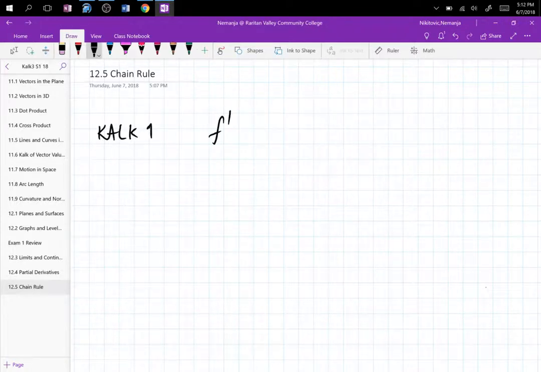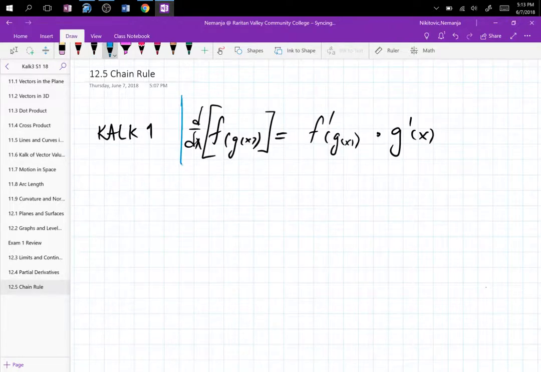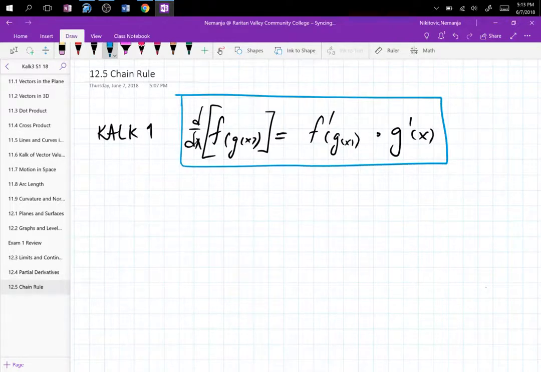We say that the derivative of function composition is the derivative of the outer function times the derivative of the inner function. And this is the only formula for derivative that you have in Calculus 1. Now you also see over here this dx. We say you are taking the derivative in respect to x. And you can see that x in the formula as well.